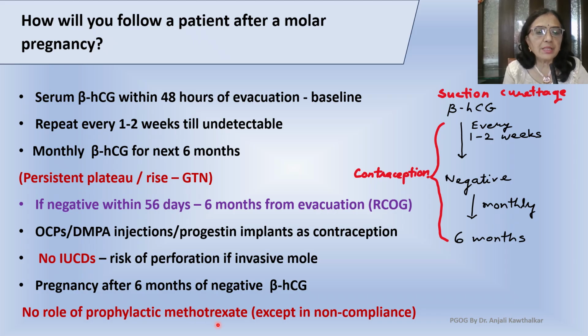Its only place is whenever the patient is non-compliant. Prophylactic chemotherapy means prophylactic methotrexate. When you know that the patient might not be coming for the follow-up and there is a risk that she might be lost to follow-up completely, then only can we go ahead with prophylactic methotrexate administration.